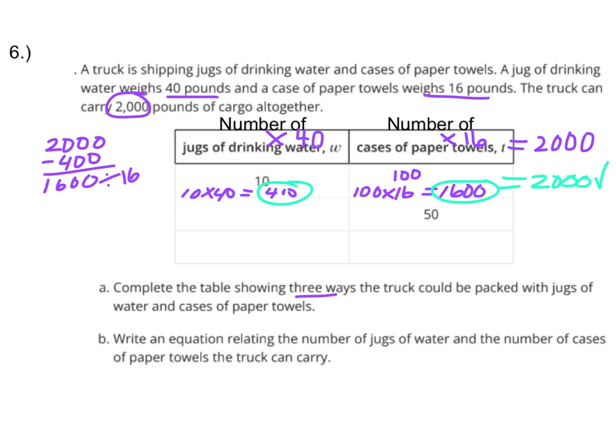Okay, so if I had 10 jugs of drinking water and 100 cases of paper towels, that's a combination that would meet the requirement. Next we're going to look at it backwards. So now we have 50 cases of paper towels. Remember, each case weighs 16 pounds. So let's figure out how much weight that is first.